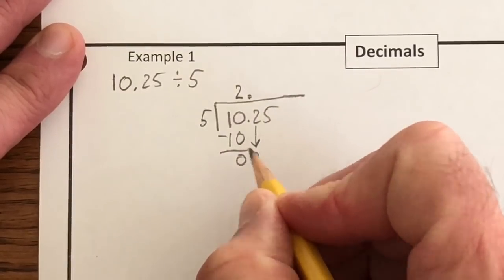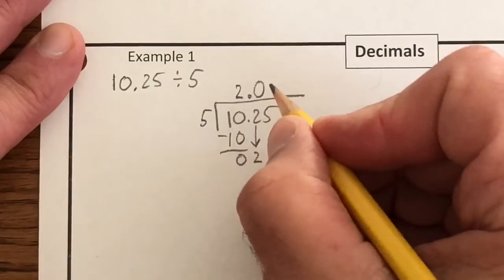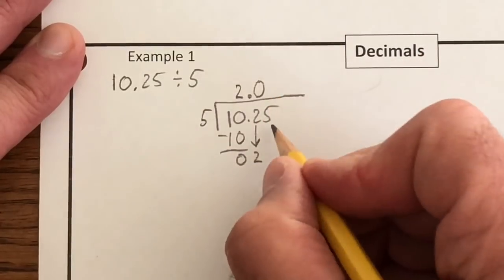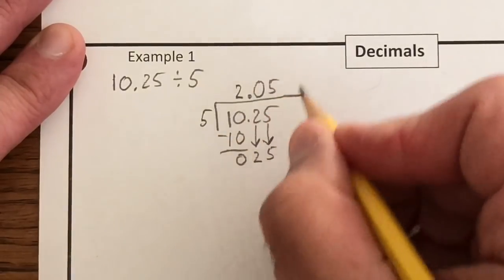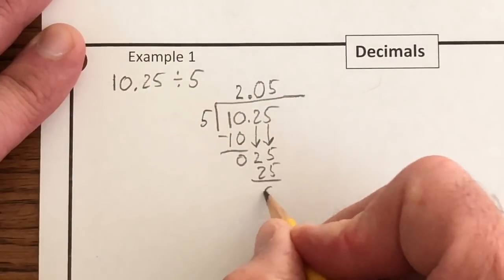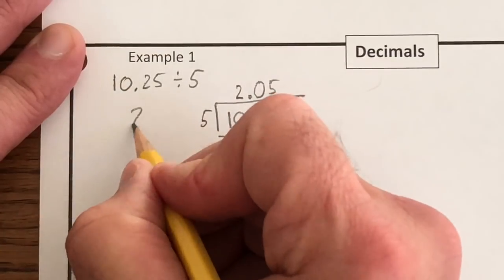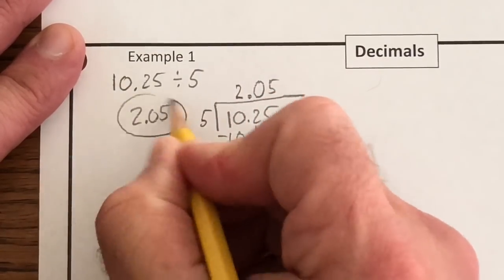Bring down your 2. 5 doesn't go into 2, so you put a 0 directly above. Bring down the 5. Makes it a 25, and 5 goes into 25 5 times, and there's no remainder, so we are done dividing. The answer is exactly 2 5/100ths.